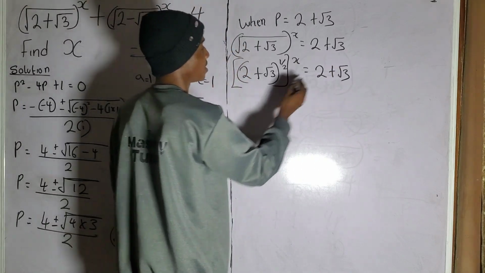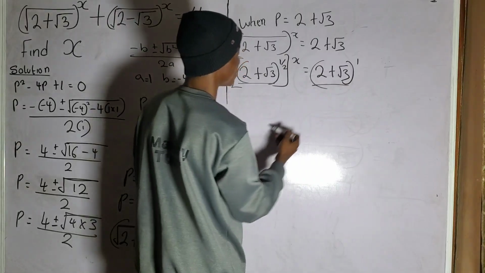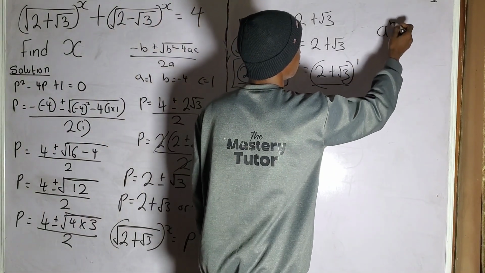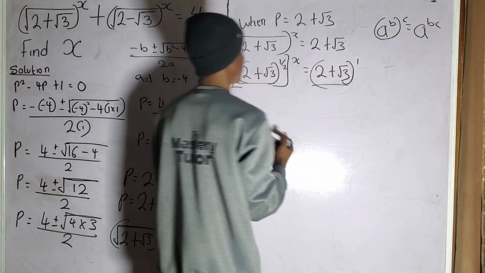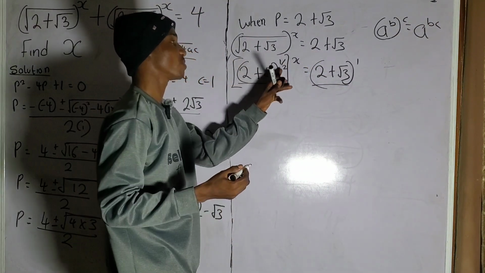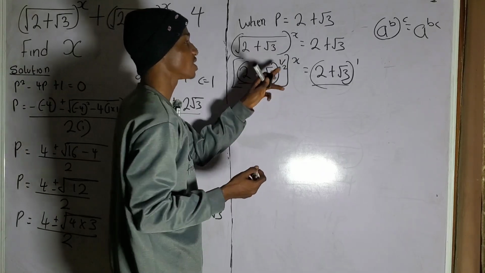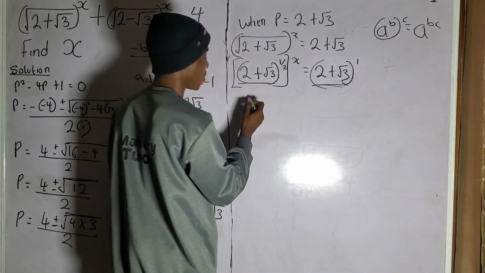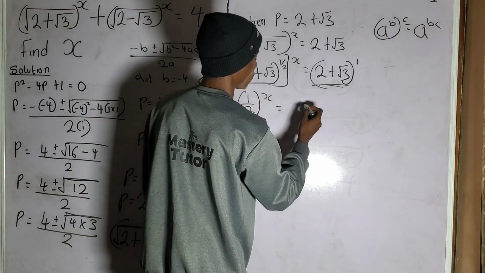Law of indices. The power of this is 1, right? So, because the base here is the same, I'm going to equate the power. And according to the law of indices, a raised to the power of b raised to the power of c equals to what? A raised to the power of b times c, right? That means that 2 plus root 3 raised to the power of 1 over 2 raised to the power of x can be written as 2 plus root 3 raised to the power of 1 over 2 times x, right? And because the base here are the same, I'm going to have 1 over 2 raised to the power of x equals to what? 1.